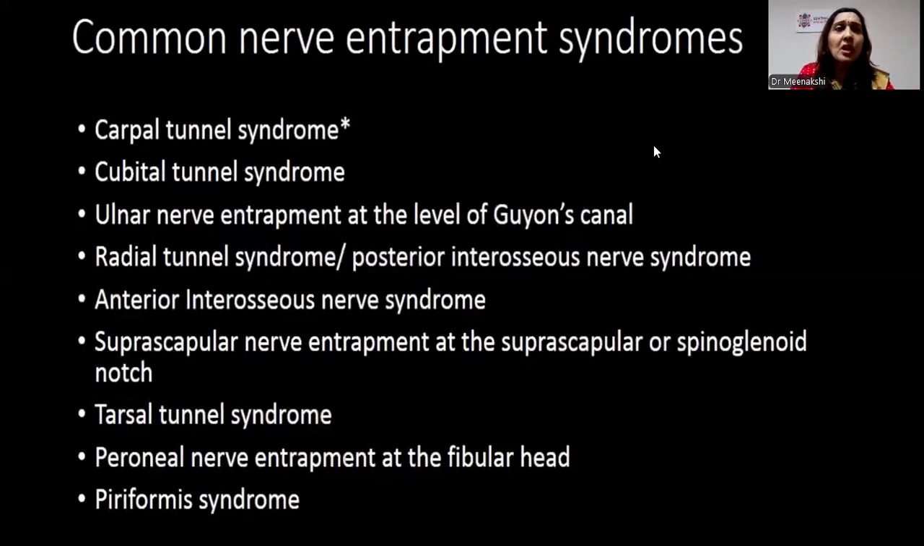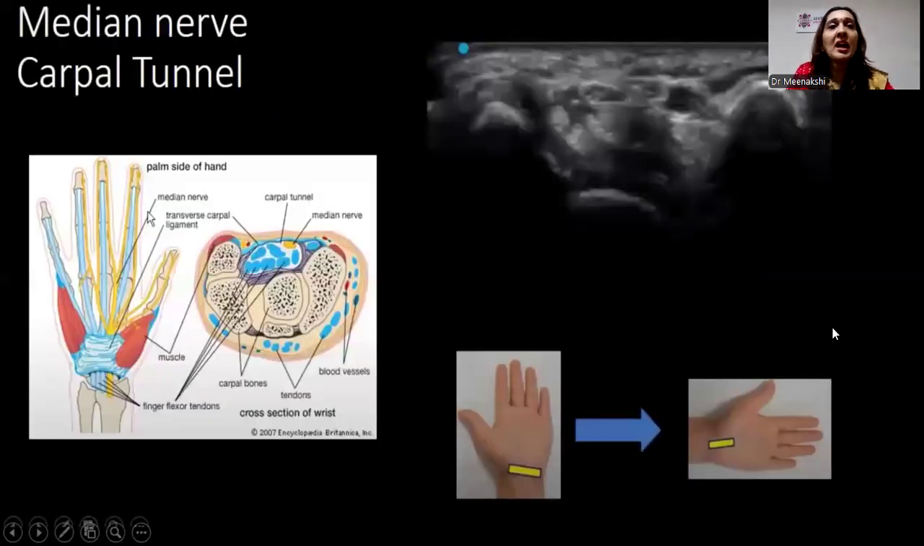Now, just to look upon the common entrapment signs, which I've already mentioned to you about. This is just a picture showing the median nerve, ultrastructure anatomy at the level of the wrist, the entry point of the carpal tunnel. So how do you recognize the median nerve? You can see a hypoechogenic structure there. You have two bony landmarks.